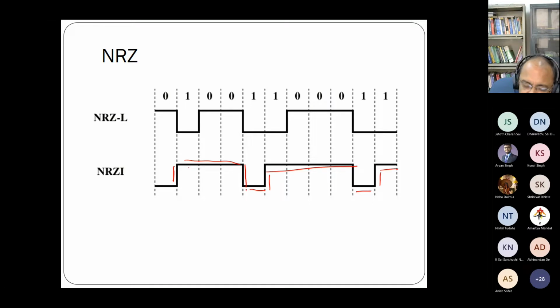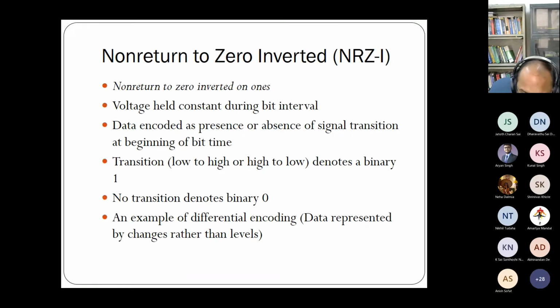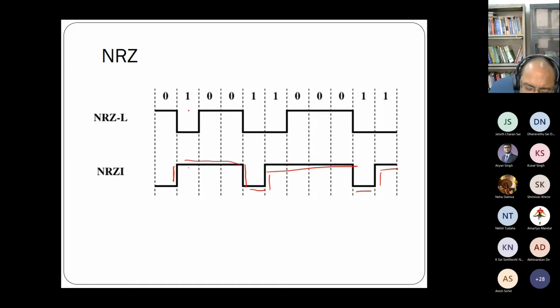So these are what are called differential codes. Data is represented by change rather than levels. So levels don't indicate anything. Note that the levels indicate nothing. Here the level is the same for everything, same level basically. But change in levels is what is indicating that thing.